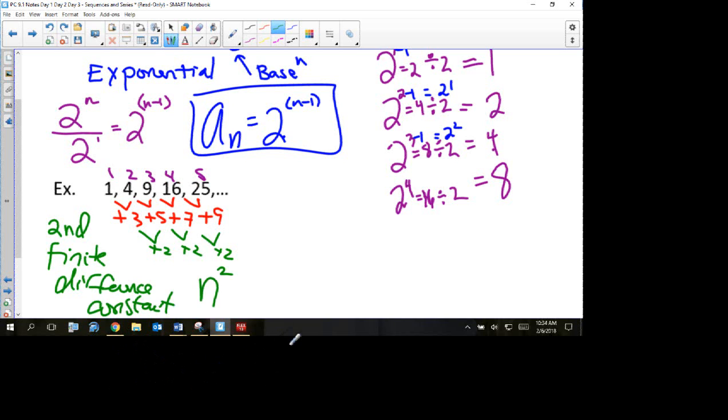And we can check it. If I do 1 squared, does that equal 1? 2 squared, does it equal 4? 5 squared, does it equal 25? Yes, so we just have a sub n equals n squared.